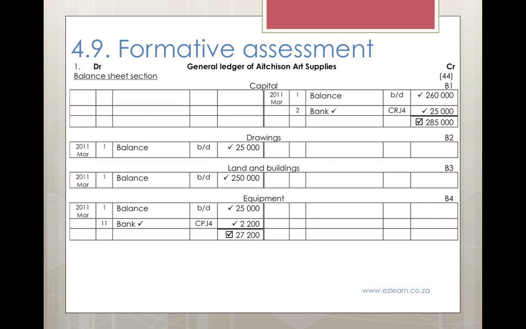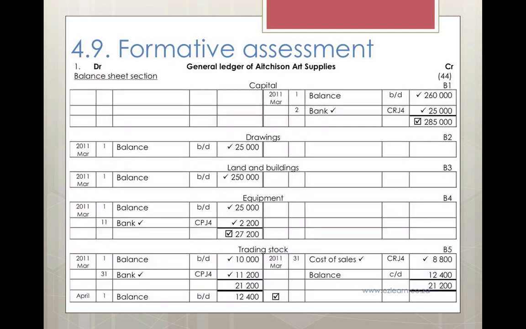Notice that the date is the 11th as it's a sundry account that you posted and it would have been posted on the day that it happened. Trading stock has a debit balance on the debit side of 10,000, tick.